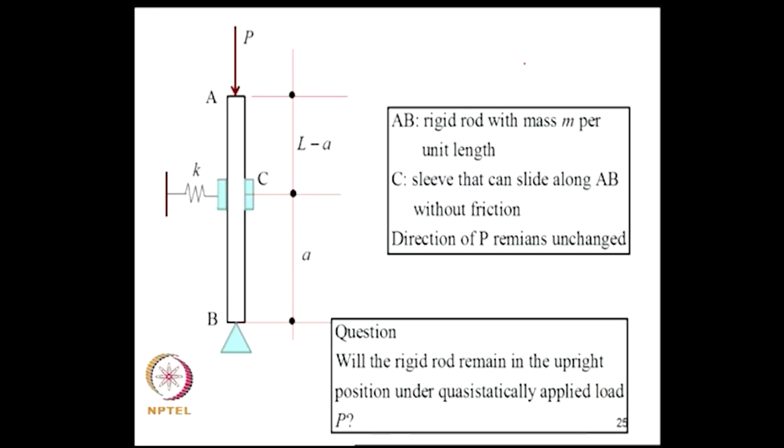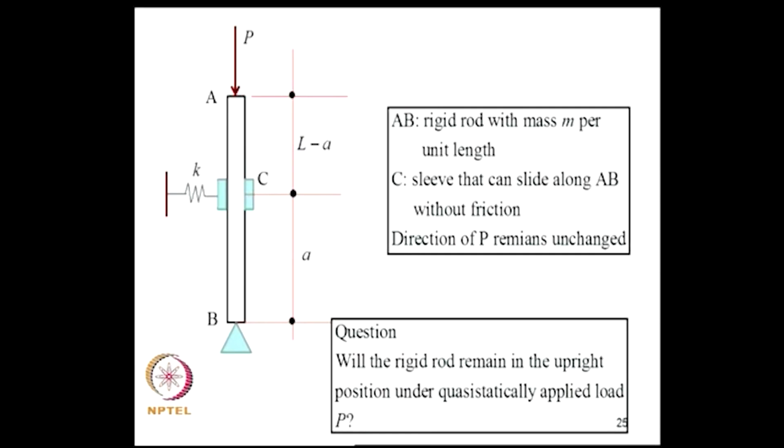Now, we will apply these ideas to a simple mechanical system, which is made up of a rigid bar AB, and there is a sleeve here, and it is supported on a spring attached to this wall or some fixed condition here. So, the position of this spring does not change, but the sleeve can slide on this. As the system oscillates, this sleeve will be sliding on this. So, now the question that we are asking is, will the rigid rod remain in the upright position under quasi-statically applied load P?